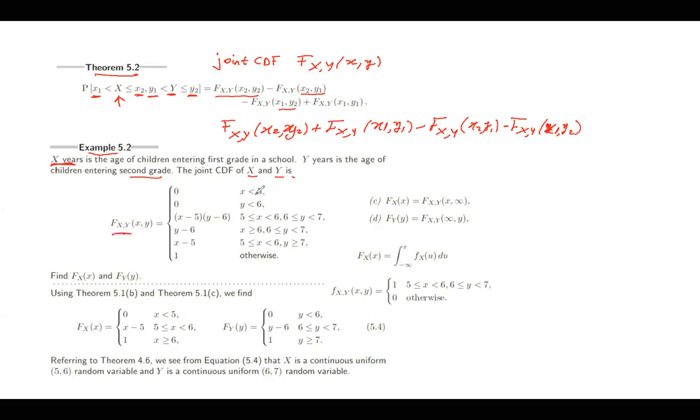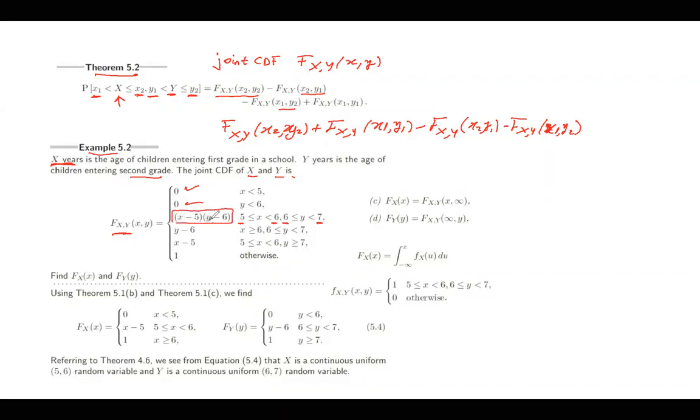As you see, when X is less than 5, it's 0 as expected. The first year student is usually older than 5 years. And for Y less than 6, it's 0 again. When the age of the children entering first grade is between 5 to 6, and Y, the second grade, is between 6 to 7, it's given with this formula.